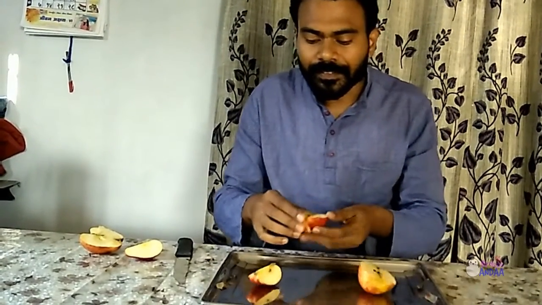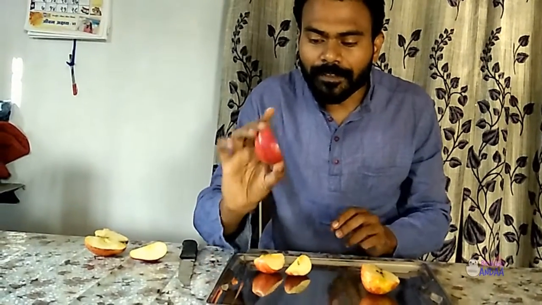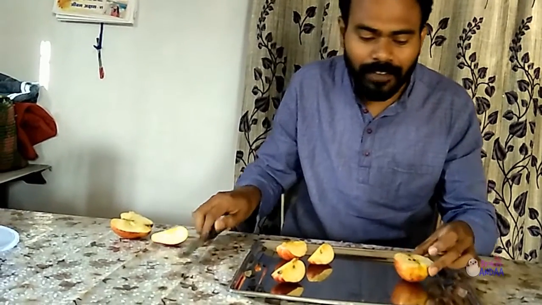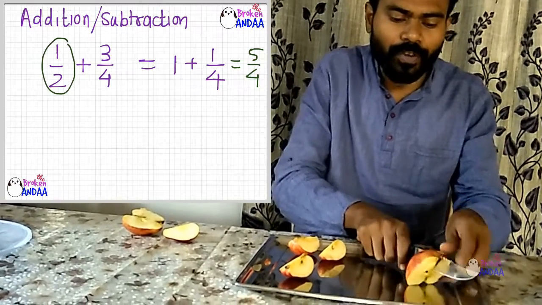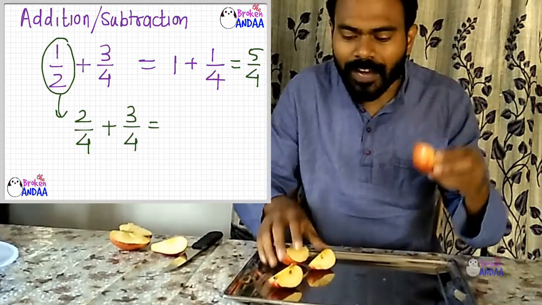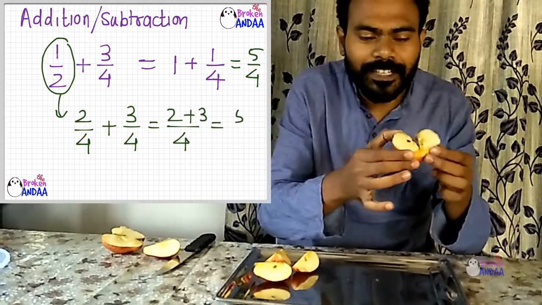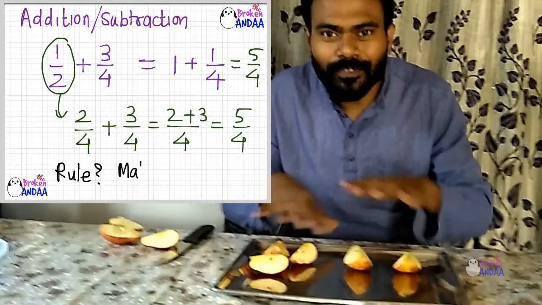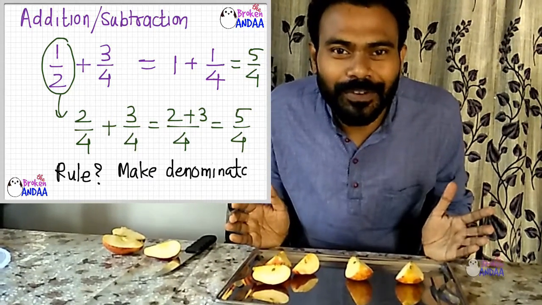To understand this, see, each of these parts is equal to 1 by 4. Okay? And this is 1 by 2. Can we write this as 2 by 4? Yes, we can write it as 2 by 4. What am I going to do for that? I will just divide it into equal parts. So this is the fourth part of 1 apple. Okay? So when I add half plus 3 by 4, actually it is 2 by 4 plus 3 by 4, and now this is 5 by 4.